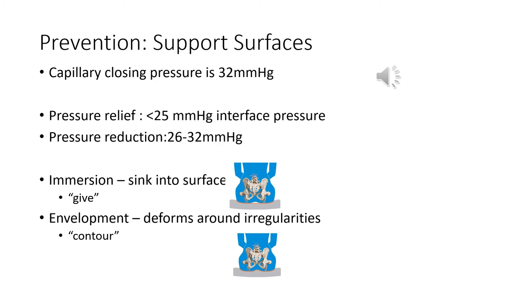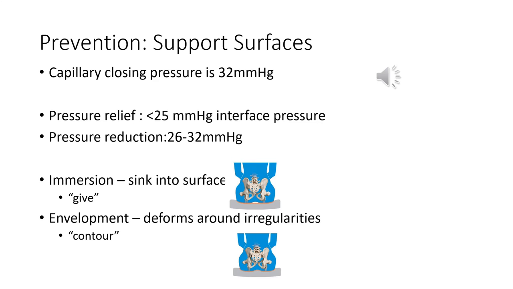We're going to briefly talk about prevention utilizing support surfaces. The capillary closing pressure, or the amount of pressure applied to the skin surface to close off a blood capillary, is about 32 millimeters of mercury. When we talk about support surfaces, they categorize them as pressure relieving or pressure reducing. Pressure relief provides a less than 25 millimeter of mercury interface pressure, and pressure reduction is 26 to 32 millimeters of mercury. There's also a couple other terms.